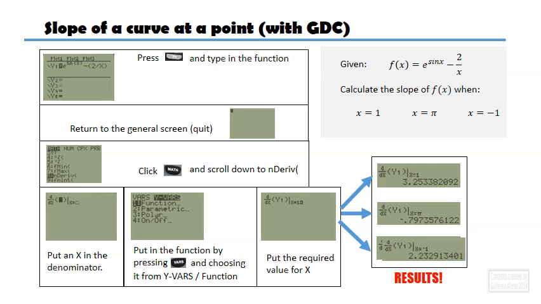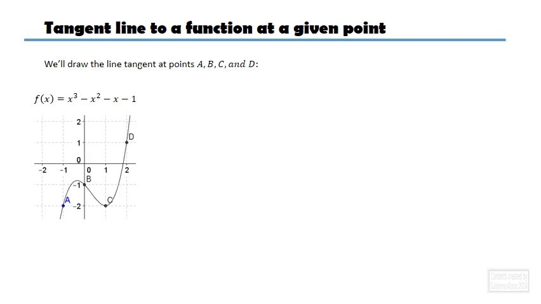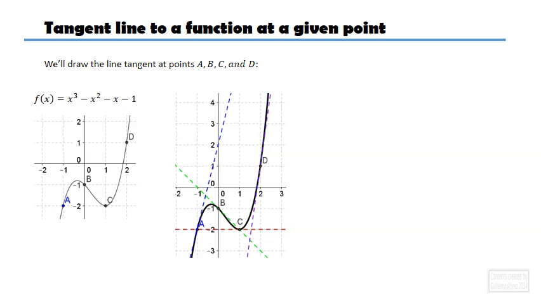So let's go to the next thing, which is the tangent line. Let's first revise what a tangent line is. So I have a function, here it is, and I have points in the function. I can draw the tangents to those points in the function. Here they are. The blue line is the tangent at A, the green one the tangent at B, the red one the tangent at C, and the purple one the tangent at D.